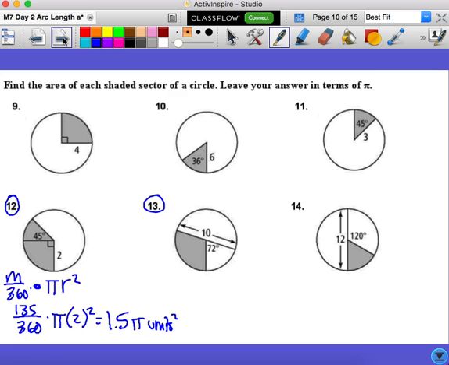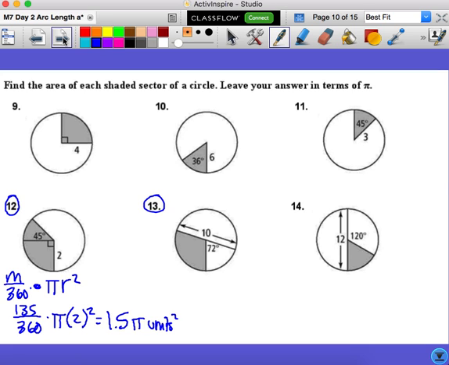If you forget pi, that is actually a big deal, because 1.5 times pi is something totally different than 1.5. So that is a key component that you want to make sure you don't forget about, the pi in your answer, or you will lose points because they're not the same thing.